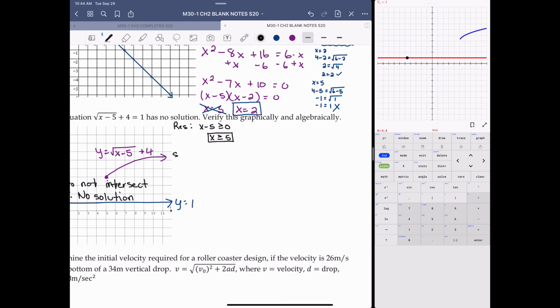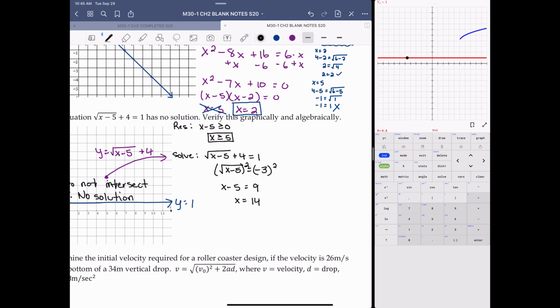Next, we're going to solve square root of x minus 5 plus 4 is equal to 1. Subtract 4 from both sides. We get square root of x minus 5 equals 1 take away 4, which is negative 3. We want to get rid of the root, so square both sides. We get x minus 5 equals negative 3 squared, which is positive 9. Then add 5 to both sides to get 14.